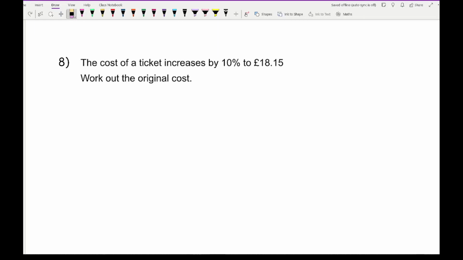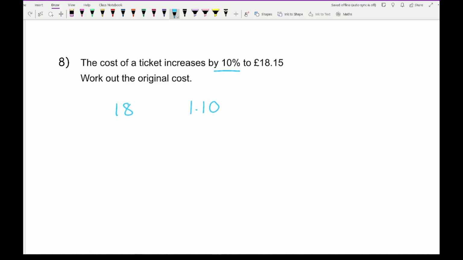So moving on to question 8, it says the cost of a ticket increases by 10% to £18.15. Work out the original cost. So this is a reverse percentage question. So here, if I'm increasing something by 10%, then I'm going to be starting with 100%. 100% plus 10% is 110. That as a decimal is 1.10.